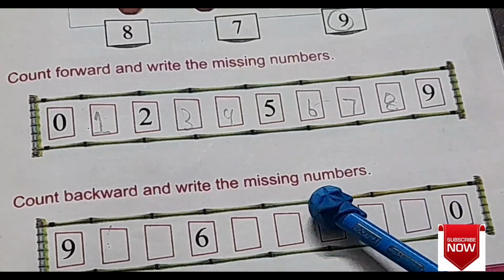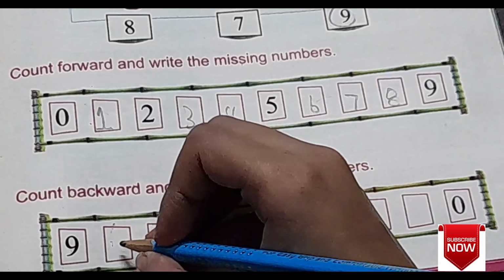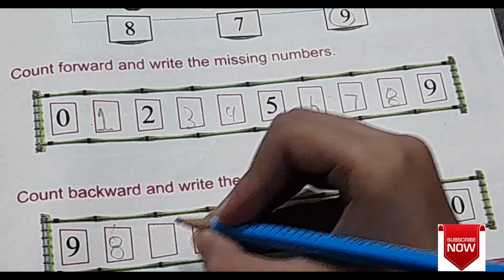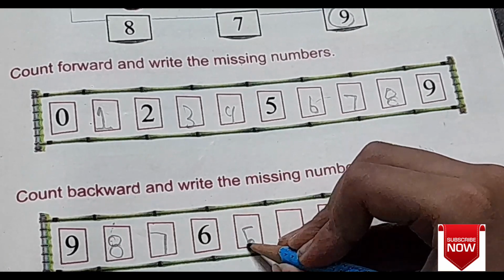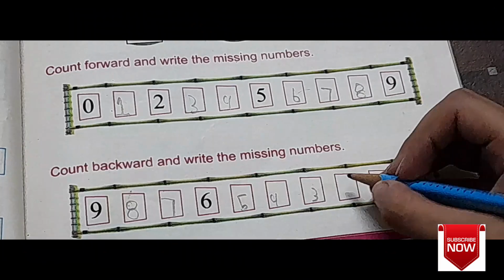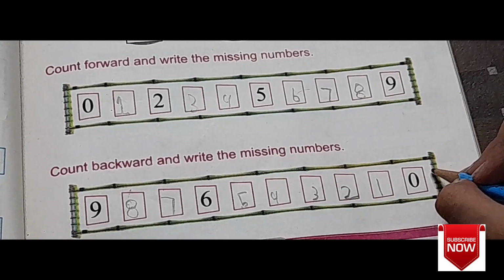Now we have to count backwards. Start from 9, so we have to write 8, 7, the 6 is already written, so we have to write 5, 4, 3, 2, 1, and 0 is already written.